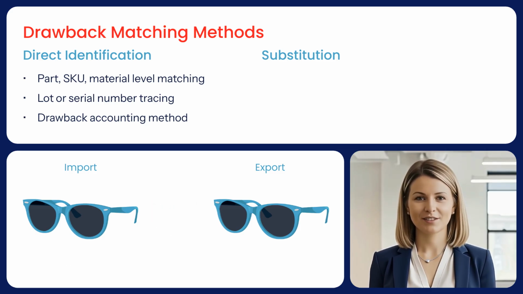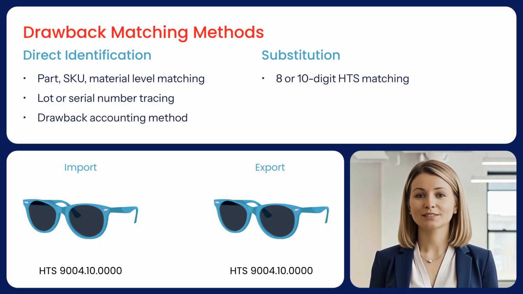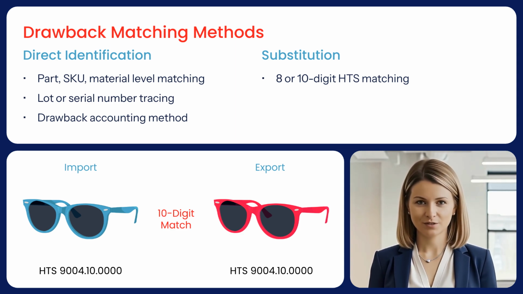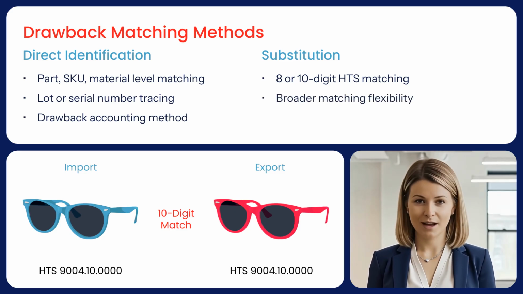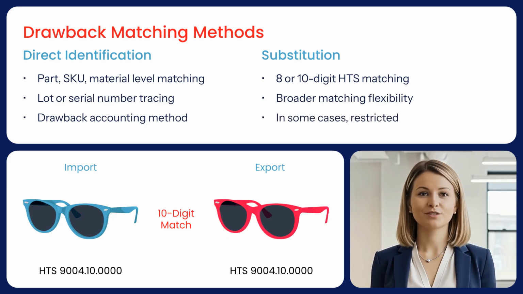The second matching method is HTS level substitution. With this method, duty-paid imports can be matched to qualifying exports that share the same 8 or 10-digit classification. That's right, we can ignore part numbers entirely. Domestic, manufactured, or even duty-free exports can be substituted against duty-paid imports if they have a qualifying HTS match. This method offers broader flexibility of claiming drawback. However, there are a few restrictions with substitution that we'll touch on later.